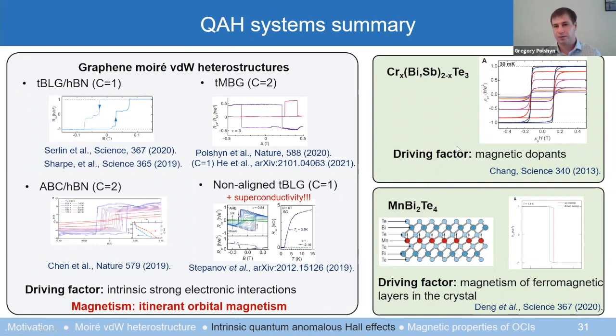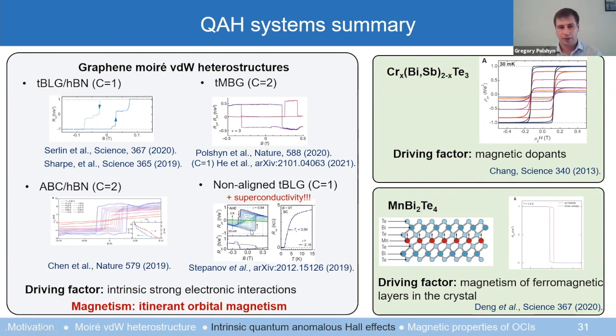And if we contrast this family of quantum anomalous Hall states with magnetically doped topological insulators, it's different in that for magnetically doped topological insulators, the driving factor is local magnetism of magnetic dopants or magnetism of ferromagnetic layers in the crystal. In contrast to this, in graphene Moire heterostructures, the driving factor is intrinsic strong electronic interactions, and the corresponding magnetism is itinerant orbital magnetism.